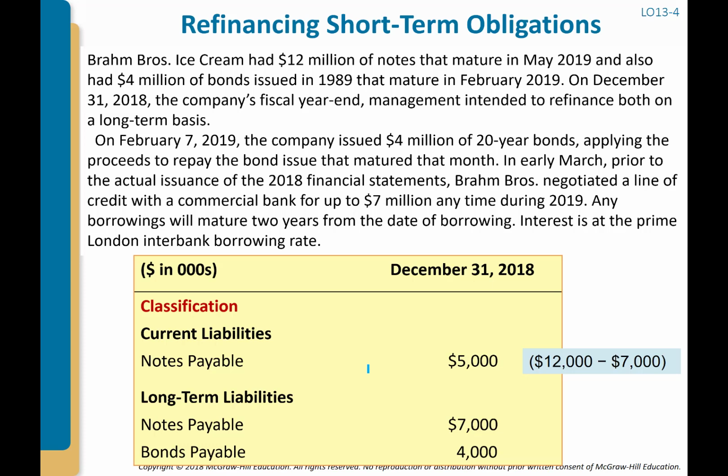Then Brahms negotiated a line of credit with a commercial bank for up to $7 million any time, and any borrowings will mature 2 years from the date of the borrowing. Since they have a line of credit that's available to refinance that, they remove that one from the current and keep it down in the non-current. So they either actually refinance it or there's a refinancing agreement in place for them. Either of those triggers taking that out of the current and putting it into the non-current.